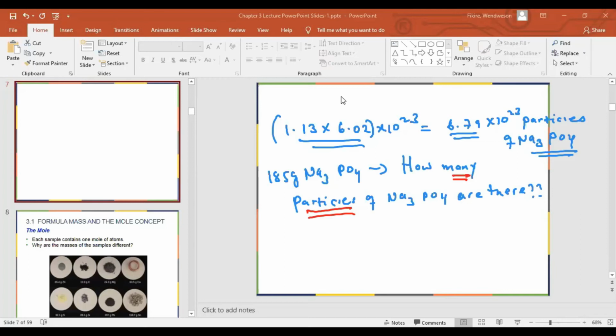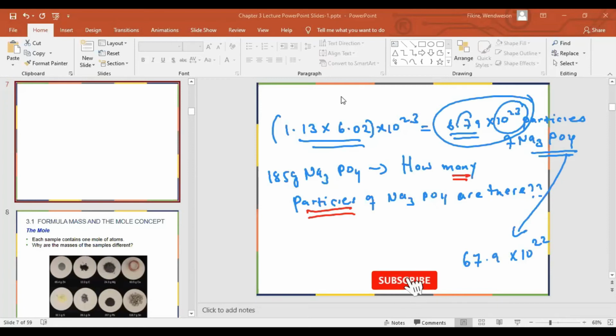Okay, all right, now there are 6.79 times 10 to the power of 23 particles of sodium phosphate. Remember, this is a huge number. We also can write this in other formats, okay? We can say 67.9 times 10 to the power of 22 instead of 23. Why? I move the decimal point to the right.